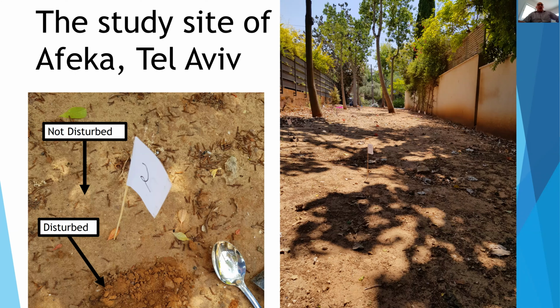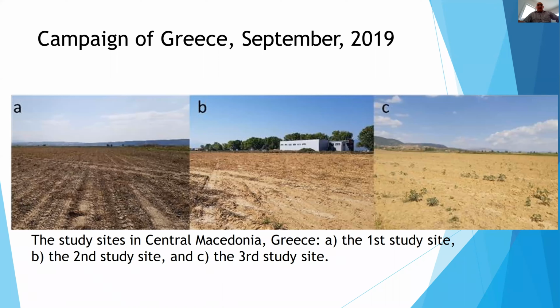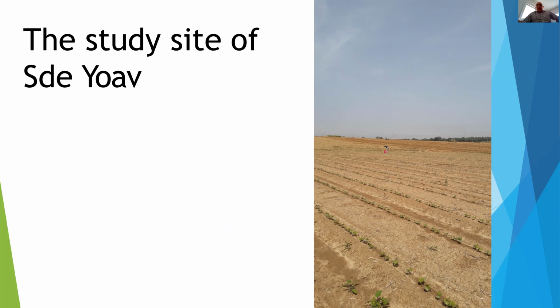These are the soils in Greece. You see different types of soils. And this soil is in Sde Yoav. You also see the crust on the soil surface. And this is the soil in Alento.